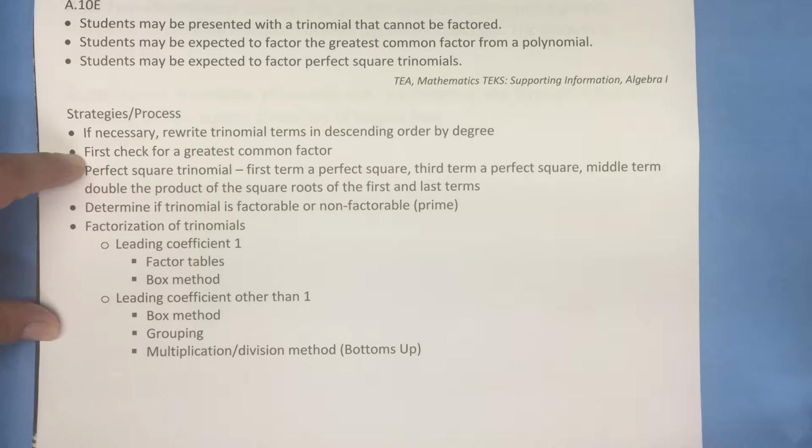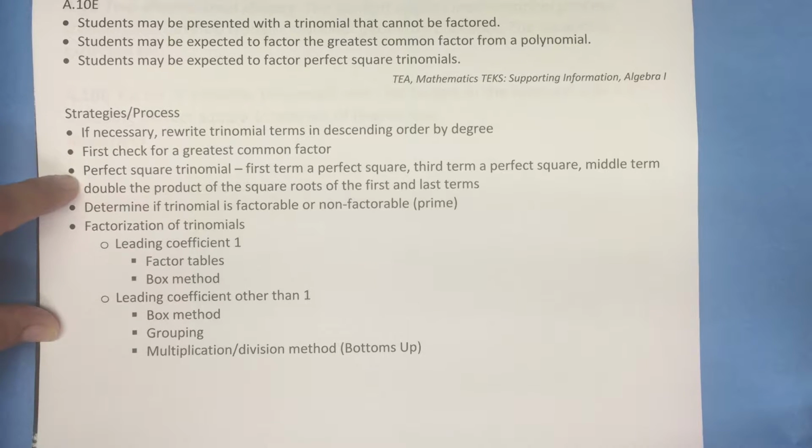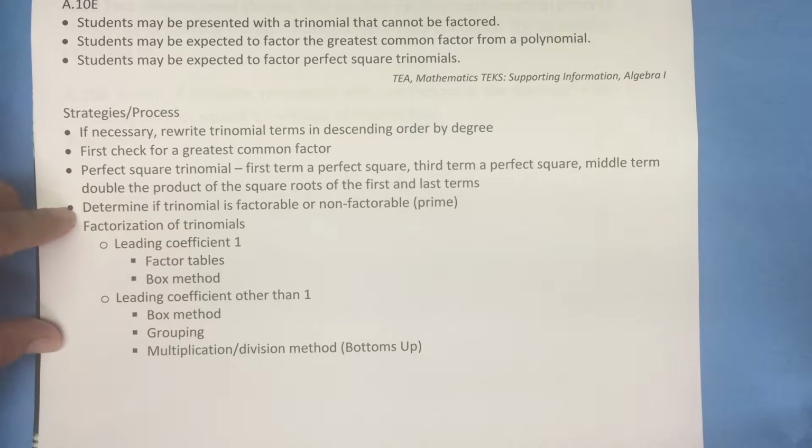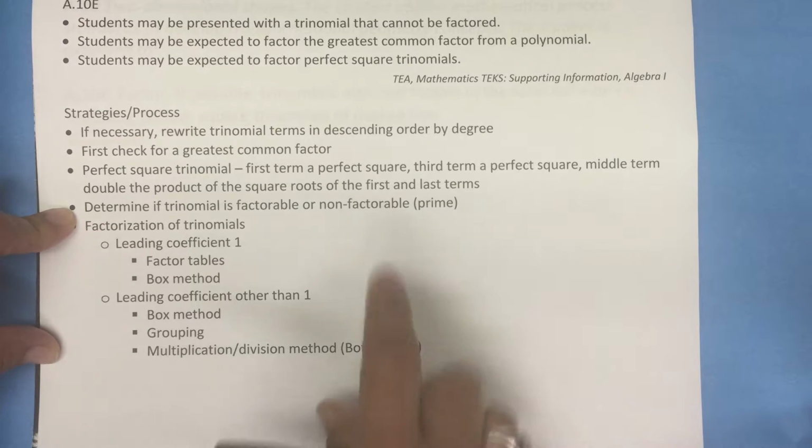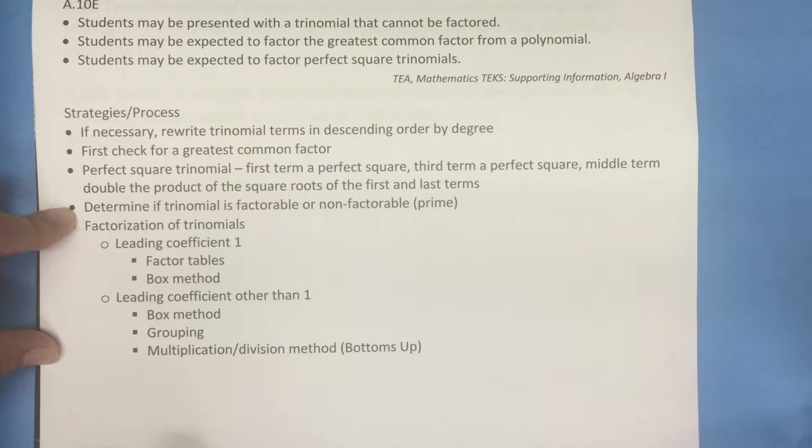Then after that, you want to first check for a greatest common factor and factor that out if there is one. Next, you want to check to see if it's a perfect square trinomial. If it is, then you want to factor that perfect square trinomial. Then, after that, if it's not a perfect square trinomial, you want to determine if the trinomial is factorable or not. If it's not factorable, it's referred to as prime.